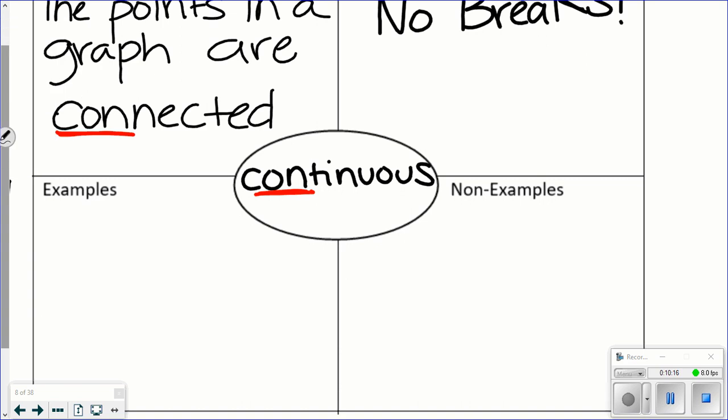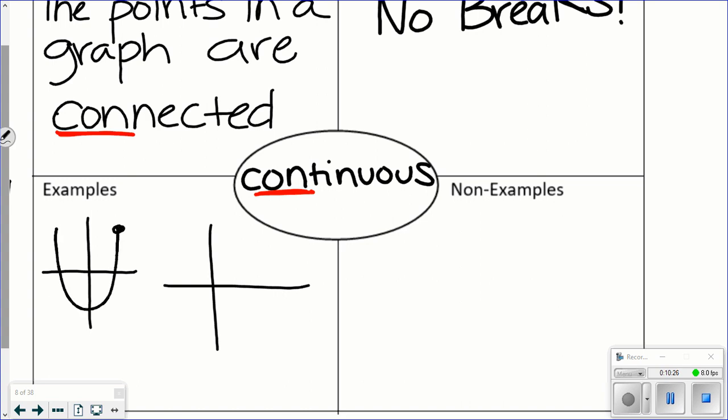So let's draw an x and y axis. So here's my graph. It's a U shape. It's got two endpoints. This is connected because it's continuous. There's a curve. I drew that U shape without picking up my pencil.